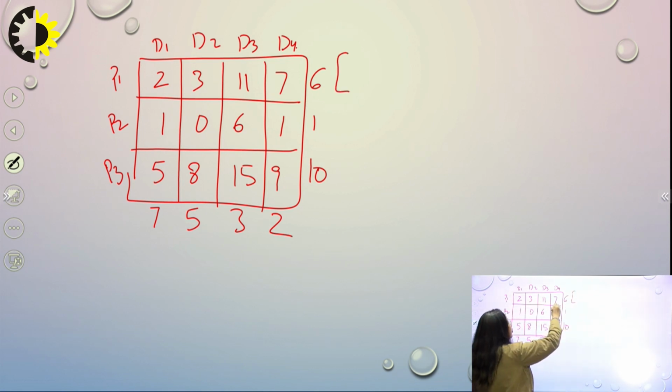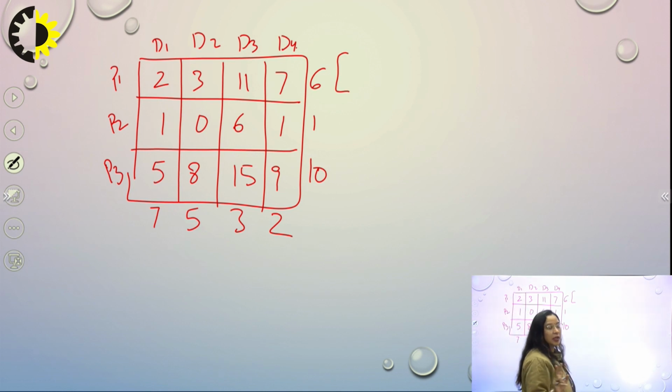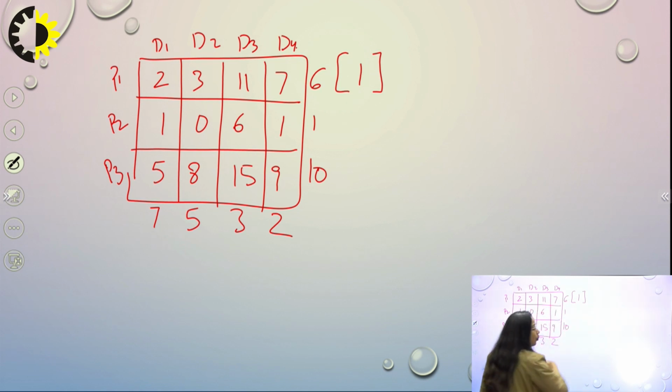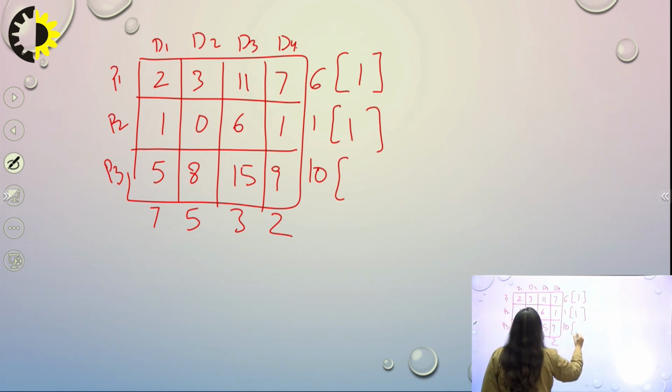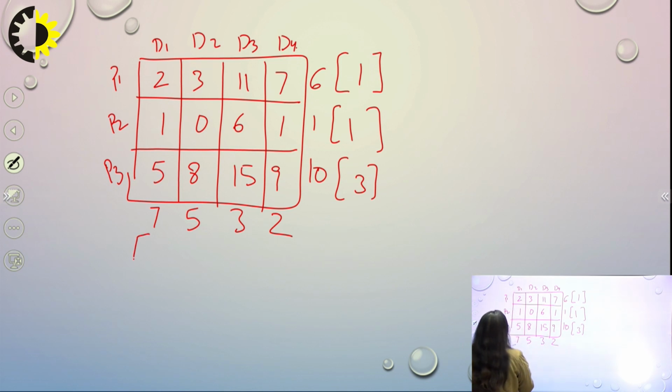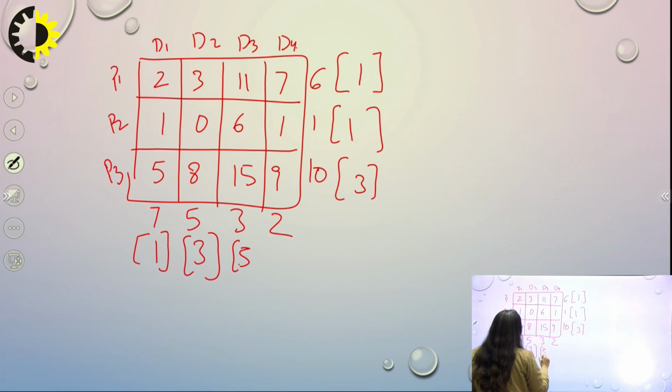Like in this first row, 2 and 3 are the first and the second minimum numbers. If by any mistake I choose 3, then the loss will be around 3 minus 2, 1. Similarly, over here 1 minus 0, 1. Similarly, 5 and 8 are the minimum numbers. It is 3. Now we will come to column. Here 1 and 2 are the minimum numbers. 3 and 0 minimum numbers. 11, 6, 5. 7 and 1, 6.